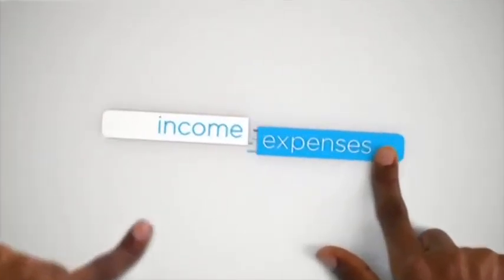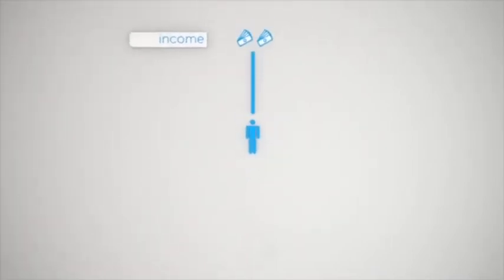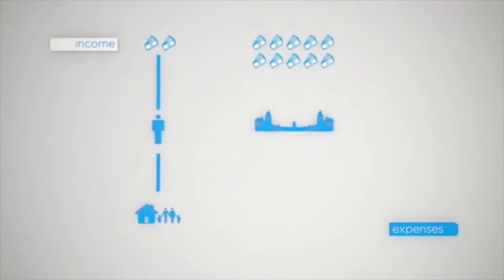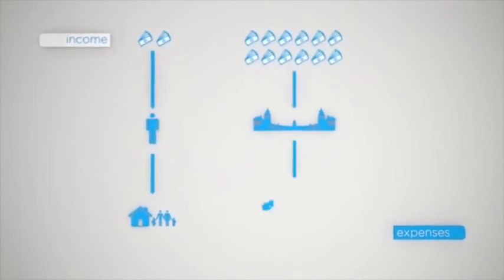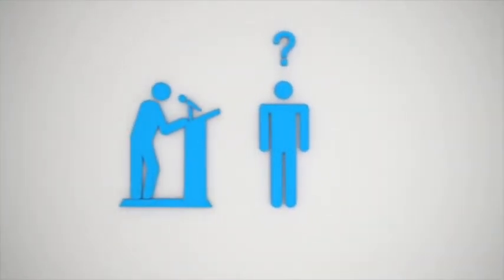So it's quite simple really. Just as you have to prioritize, save, and budget to make sure you have enough money to run your household, the government has to prioritize, save, and budget to look after our country and its people. The big question now is, how does it affect you?